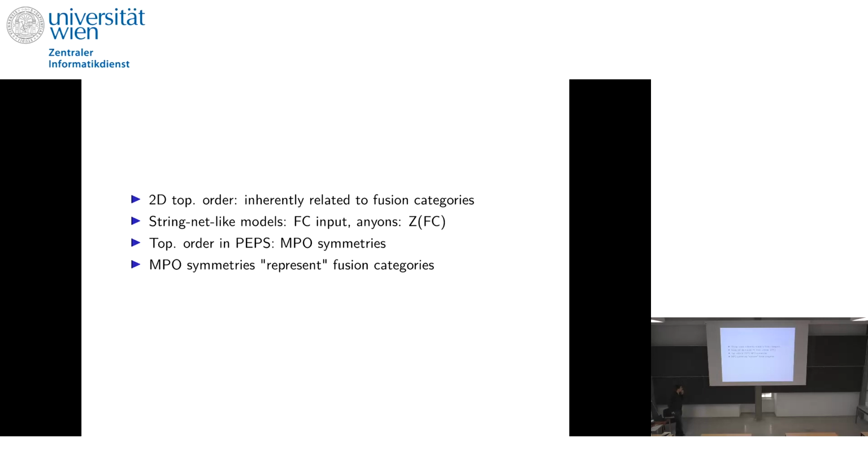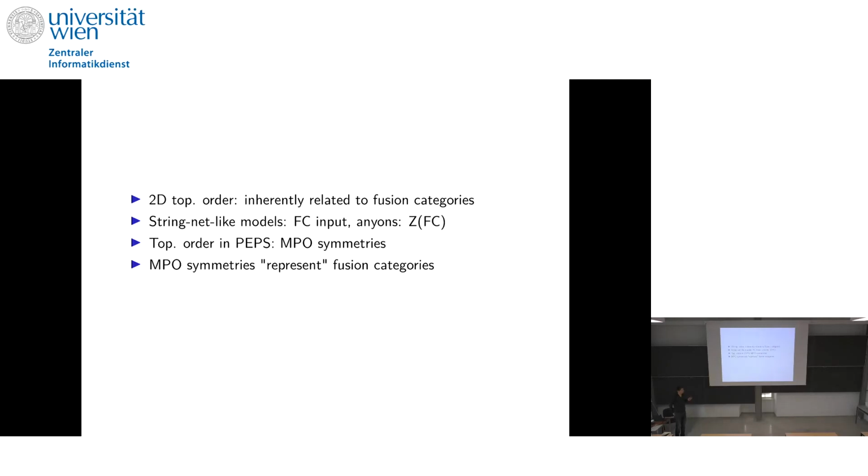So we know that two-dimensional topological order is inherently related to fusion categories. For example, you can create string-like models that are based on a fusion category, and the anyons themselves are then described by the center of the fusion category. Or as Lorenz told you yesterday, you can also have sometimes two fusion category inputs, but still the center of the fusion category.